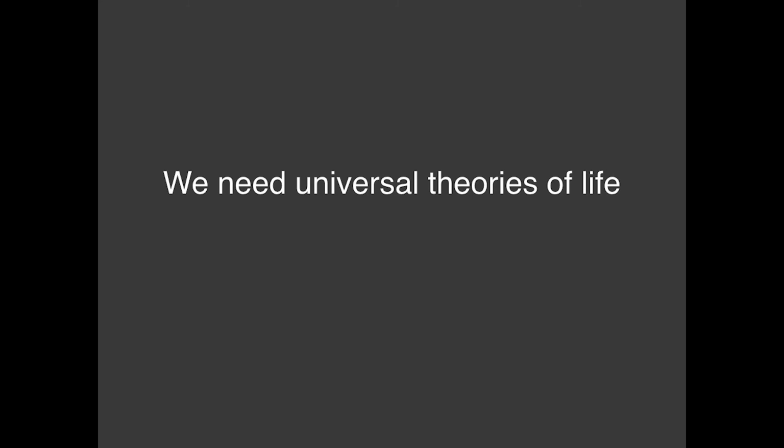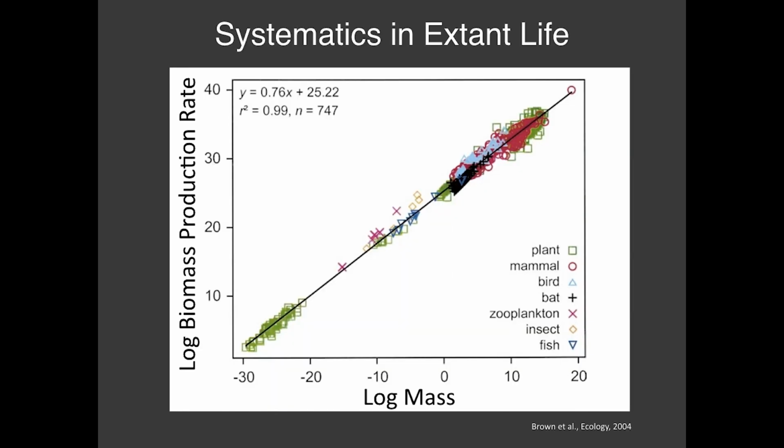And I would say that despite all of this diversity on Earth, I think there is hope for such theories. Here's one example where if you take huge amounts of diversity, but you zoom out and look at the logarithm of mass against the logarithm of growth rate, in this case plotted as a biomass production rate per individual per year, you can see these systematic scaling relationships that transcend huge amounts of living diversity, going from unicellular organisms all the way up to large multicellular organisms.